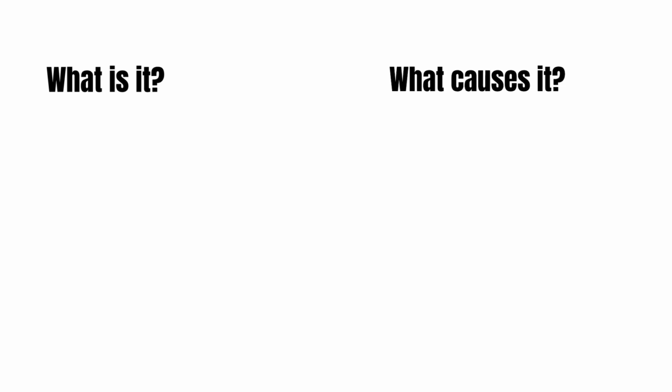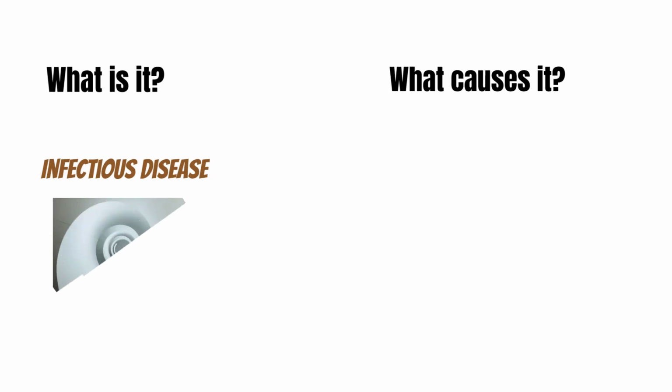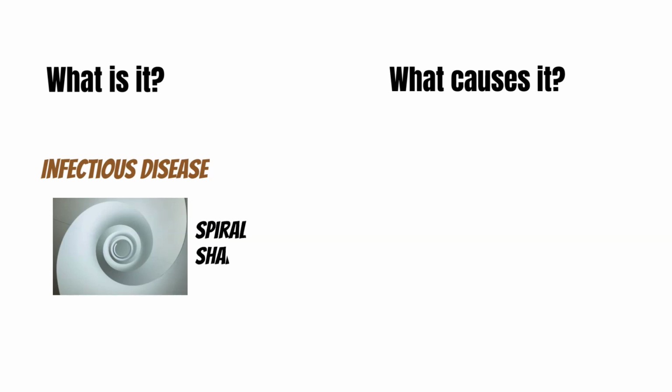So, what is it and what causes it? Lyme disease is an infectious disease, and this infectious disease is caused by a spiral shaped bacteria. So, it's in the shape of a spiral, and this bacteria is called Borrelia burgdorferi. So that is what Lyme disease actually is.